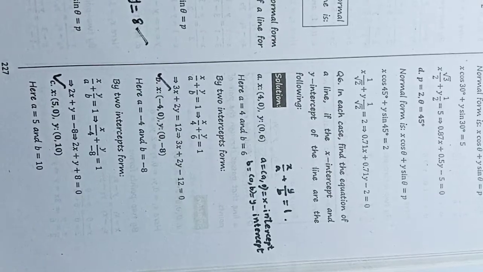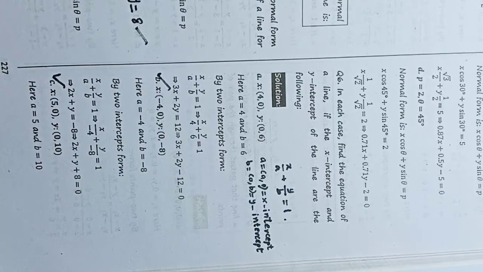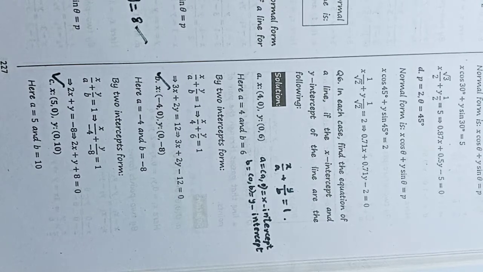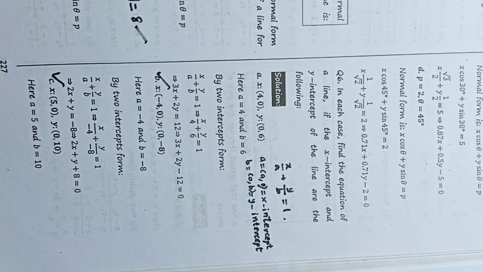Now we come to question number 6. In question number 6, we have to take part B and C. Students, we have learned about the double intercept form or two intercept form of the equation of a line, which is x divided by a plus y divided by b is equal to 1. Here a is the point (a, 0), which is the x-intercept, and b is the point (0, b), which is the y-intercept.